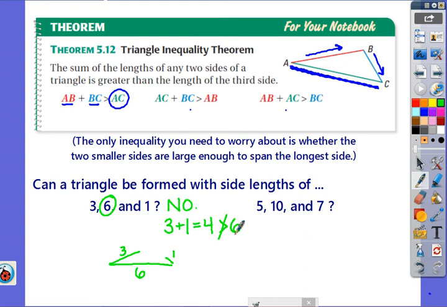I kind of like you to write it like that because we're always thinking bigger. Is it bigger or isn't it? Okay? So that would actually be your answer for a problem like that. How about a 5 foot, 10 foot, and 7 foot board? Is that going to work? I'm thinking this one's yes.